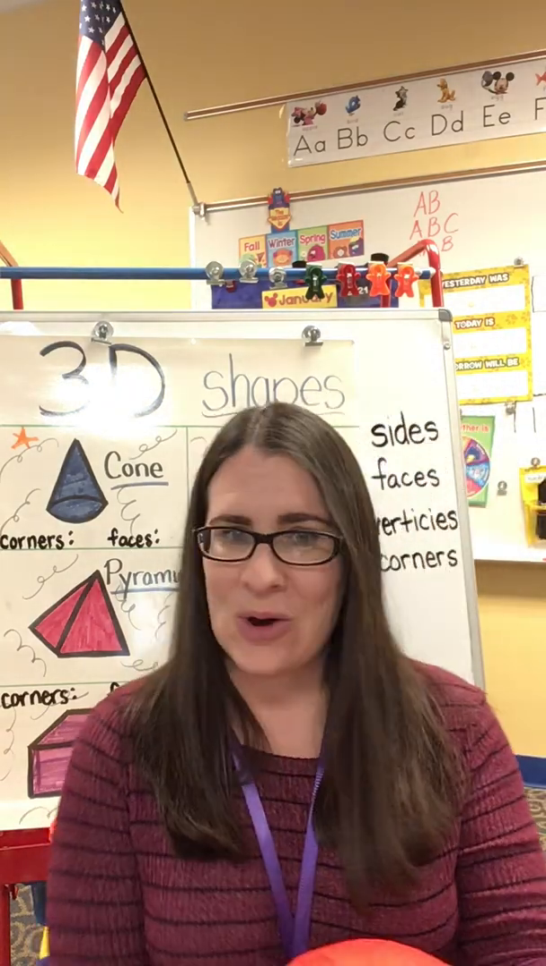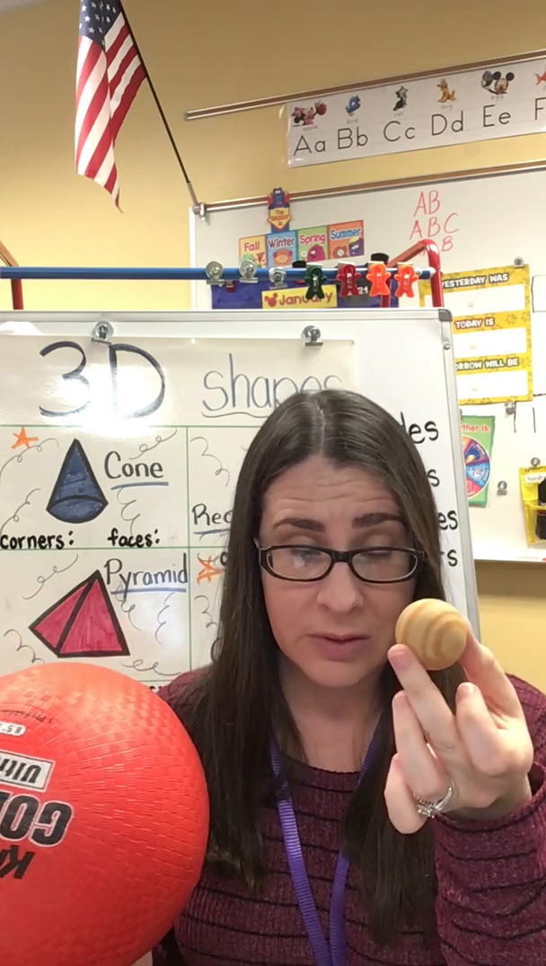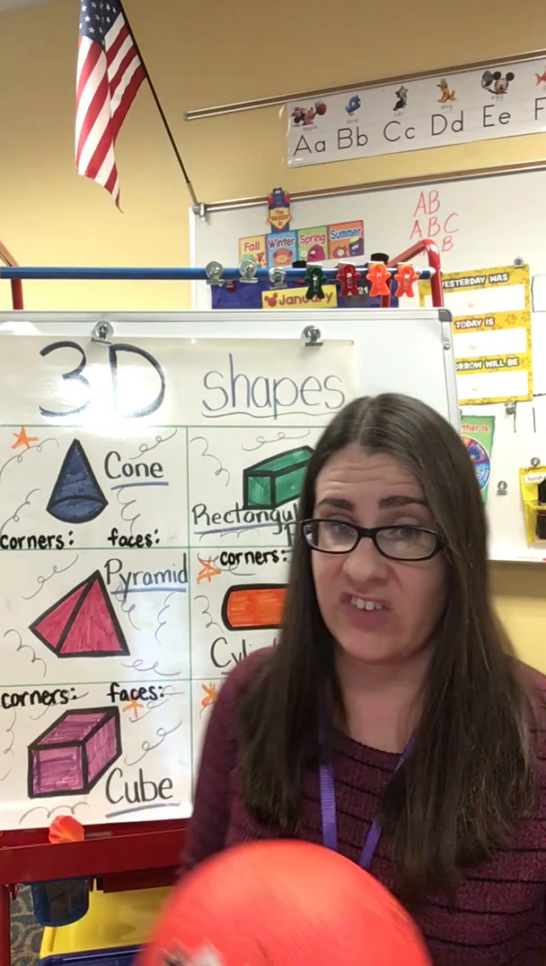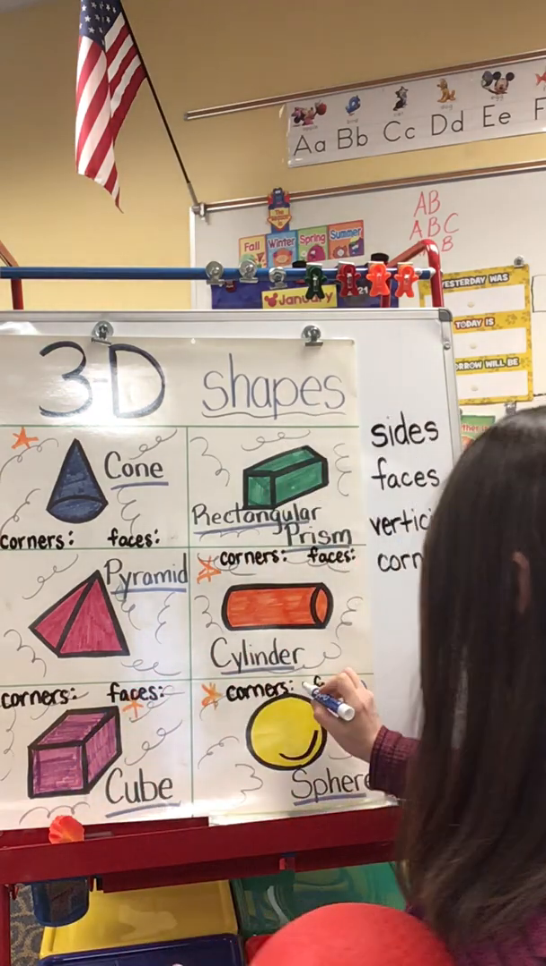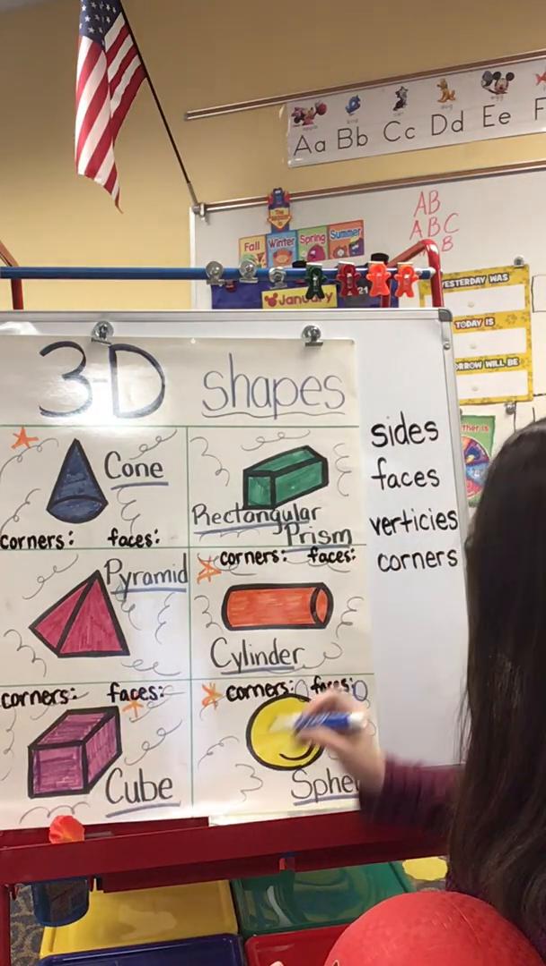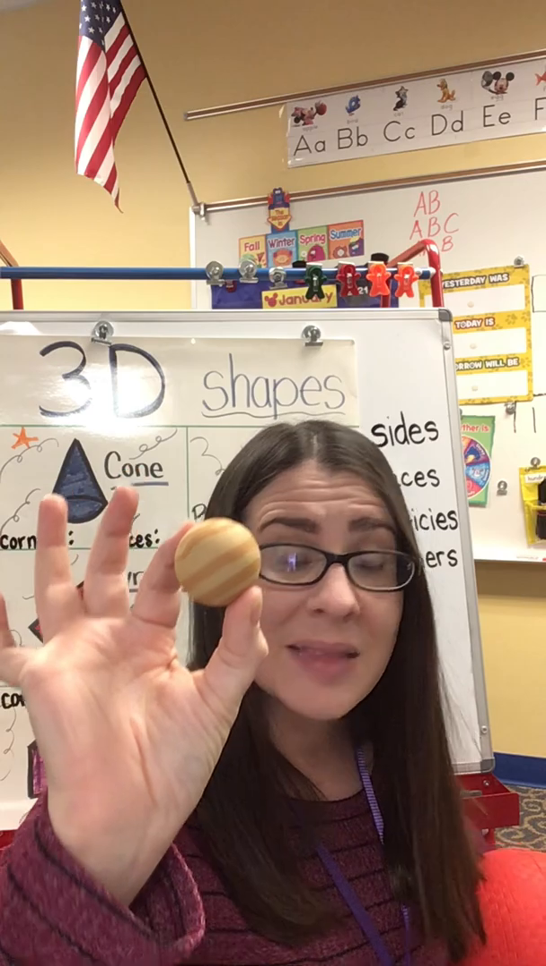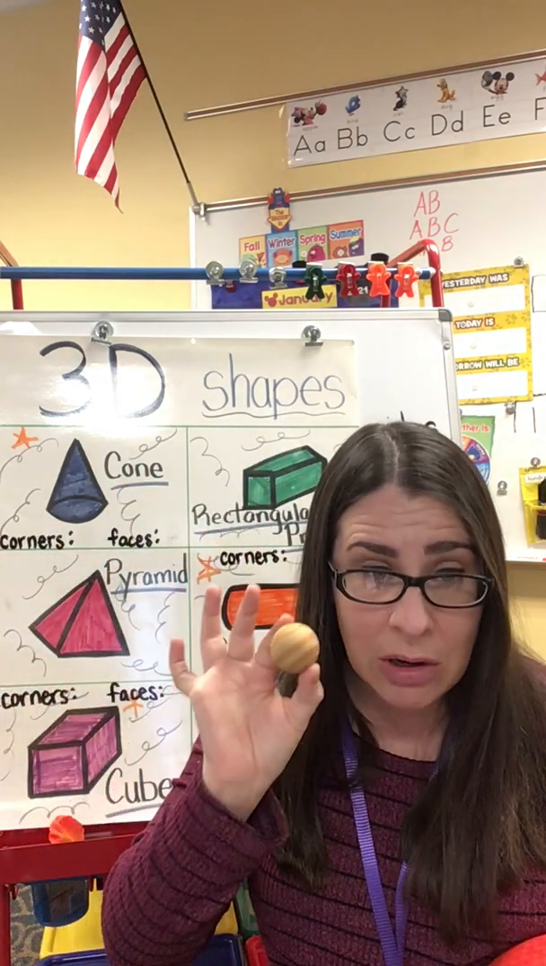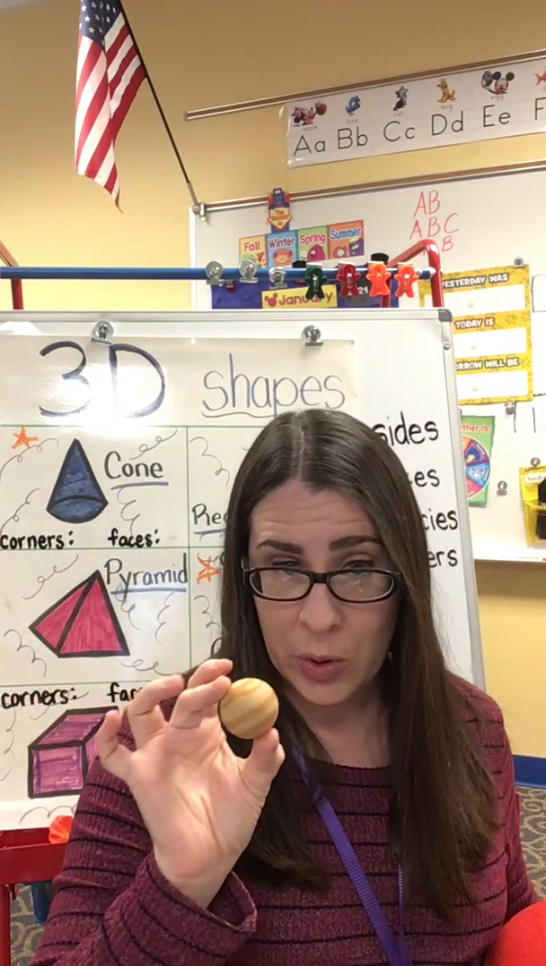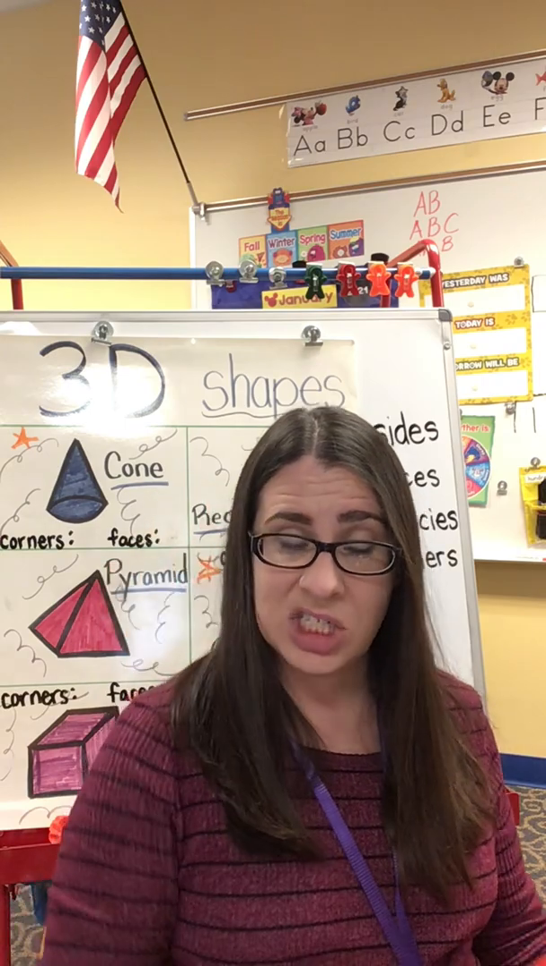And since it has no flat sides and no flat faces, it also has 0 corners, okay? There are no corners on a sphere. So let me put that right here, that it has 0 corners. So remember, today the shape we talked about is a sphere. It has 0 sides and 0 corners, okay? This is the one that's shaped like a ball.